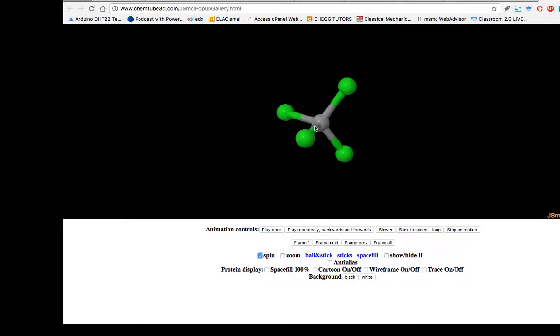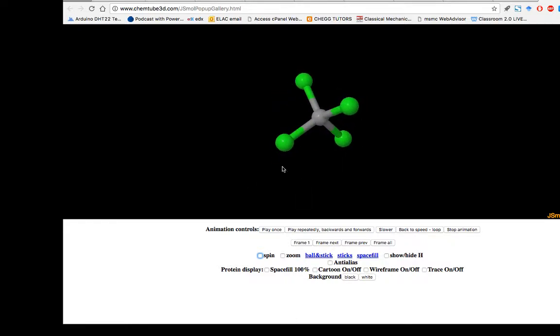The center atom is C, and these green atoms are Cl. This is CCl4. You see, if I were to stop spinning this thing for a minute, it is not looking like a plus sign. I mean, if you looked at it like this, then you might dare to say that no, actually, there is no way to make this look like a plus.